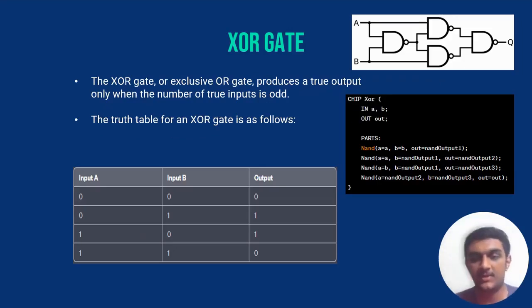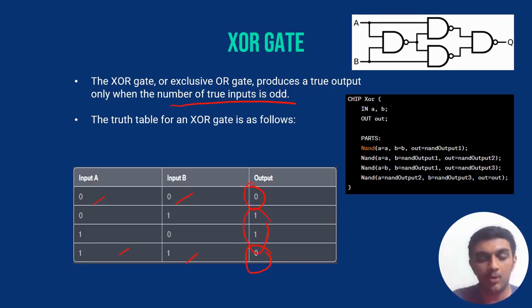Now coming to the XOR gate. The XOR gate, or exclusive OR gate, produces a true output only when the number of true inputs is odd. Now let's look at the truth table. When the inputs are the same, that is, in the case of 0 and 0 and 1 and 1, it produces an output of 0. But when the inputs are different, it produces 1. So that's the truth table, which is self-explanatory.